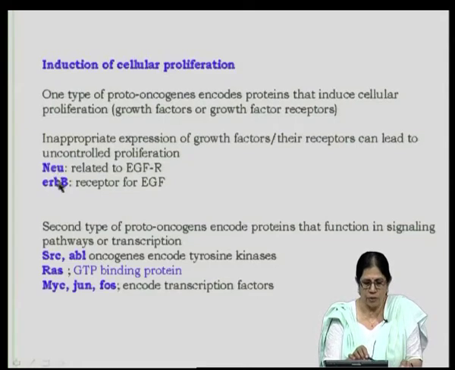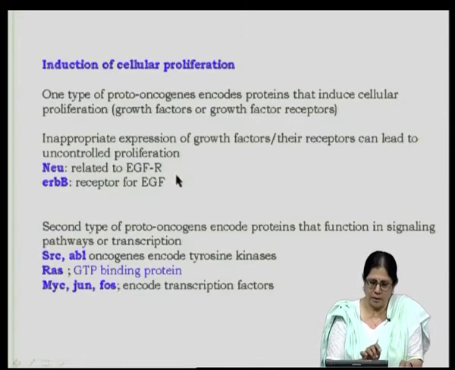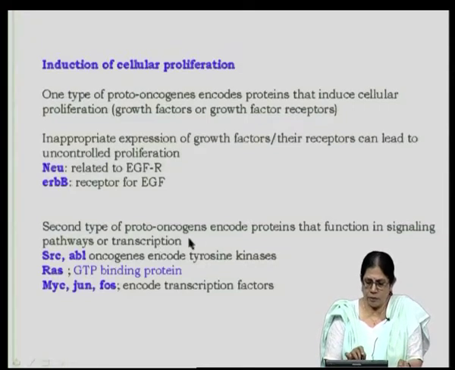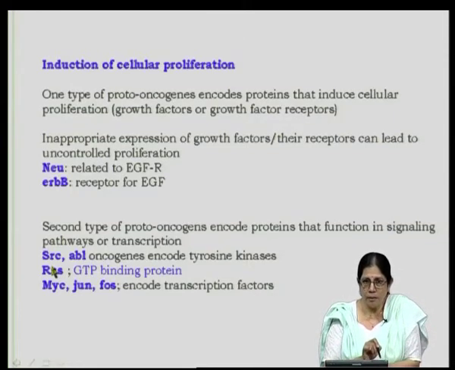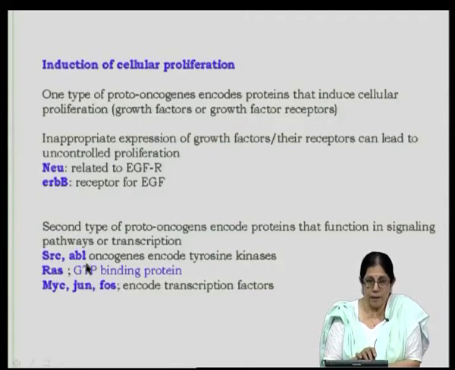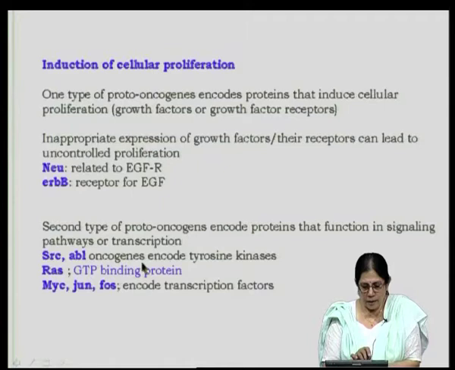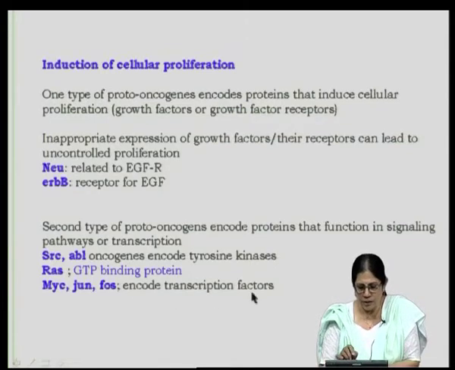The oncogenes which are associated with this are NEU and ERB, and there are several others. I have just taken 2 examples. NEU is related to EGFR, epidermal growth factor receptor, and ERB is the receptor for epidermal growth factor. Second type of proto-oncogenes encode proteins that function in signaling, or they could be transcription factors. SRC, again something that you remember, are proteins which are absolutely required for signaling in B cells and T cells. So, SRC and Abelson, these oncogenes encode tyrosine kinases, kinases which are required for signaling. RAS is a GTP binding protein. MYC, JUN, FOS, these genes encode transcription factors.